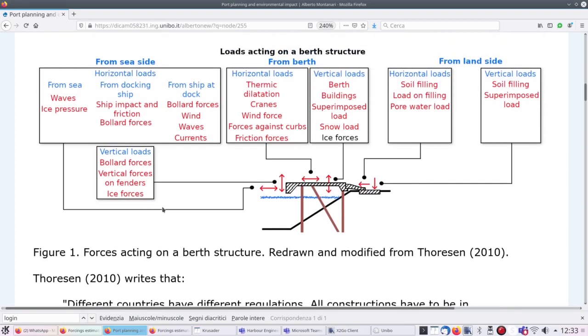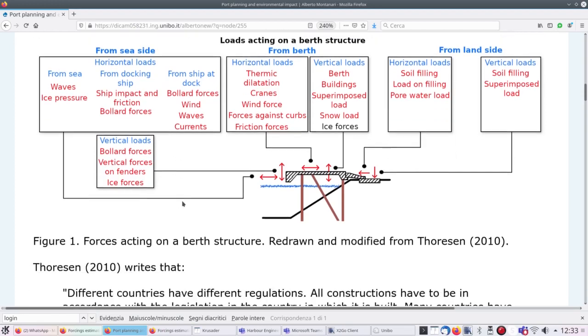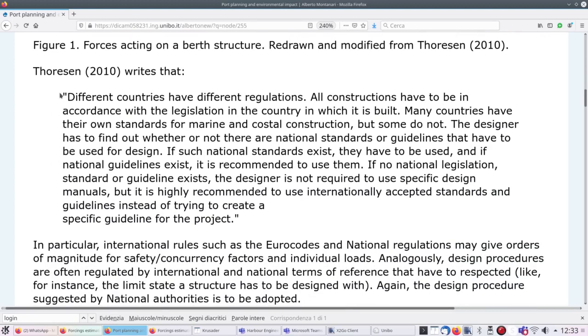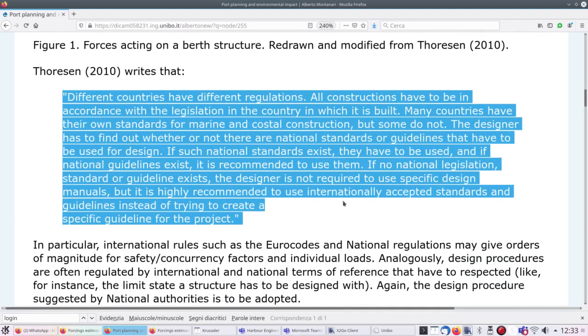What you see now, let's now discuss how these forces have to be combined and have to be considered in the design. First of all, I am quoting here what I already mentioned to you, and therefore the need for you to consider national regulation and international standard. And this is something that I think it is very important for you to consider.